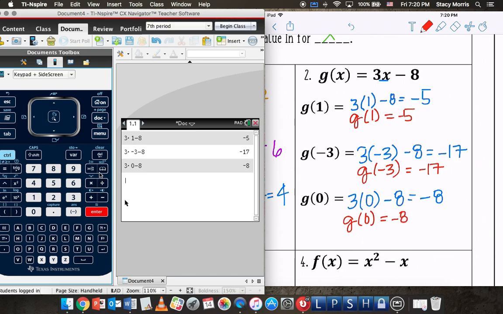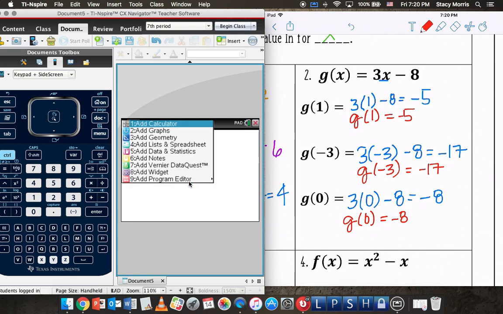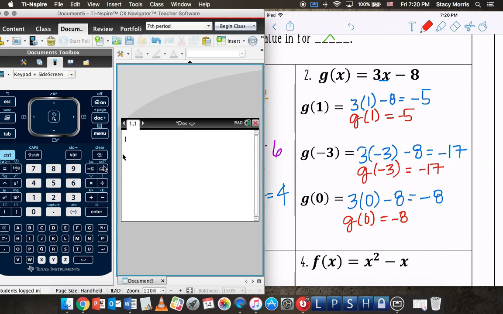Okay, so again, using my calculator, the several different ways. I'm going to do the second way. So I type in the equation. I don't have anything stored for x, so that's really important. To unstore, if you have anything, you can just open a new document, add a calculator. So I would just type in 3x minus 8, control equals to get the vertical bar, and I'm plugging in a 1 for x. So when x equals 1, that's -5, exactly what we got.